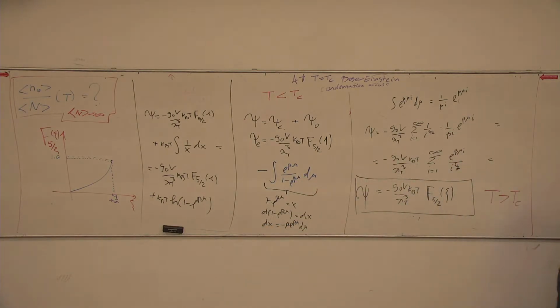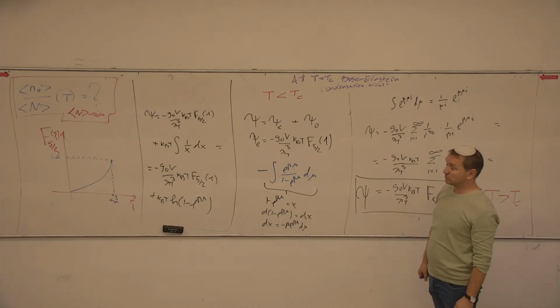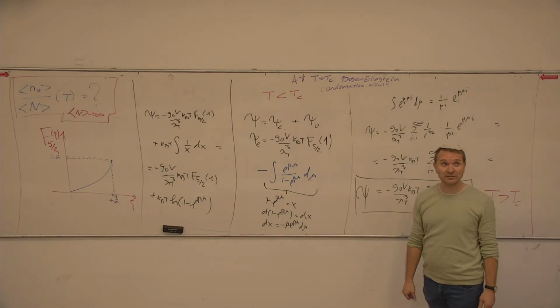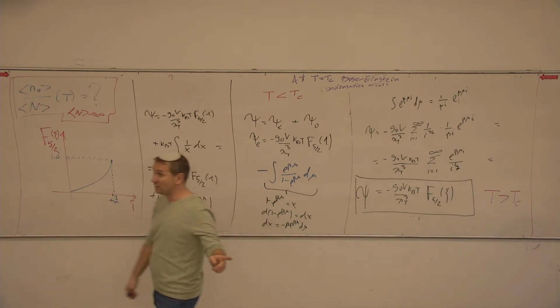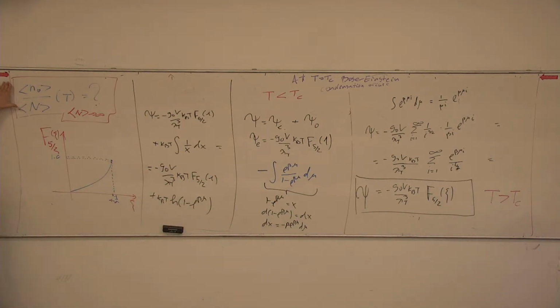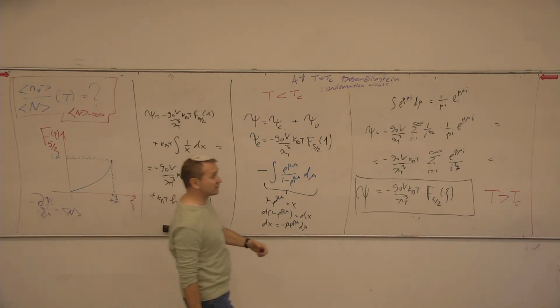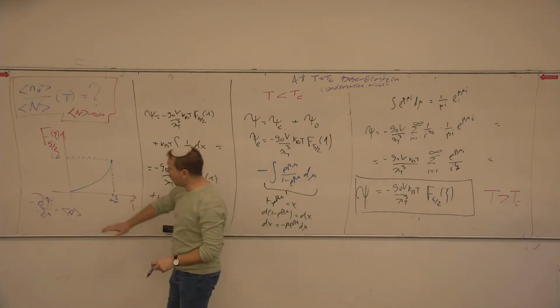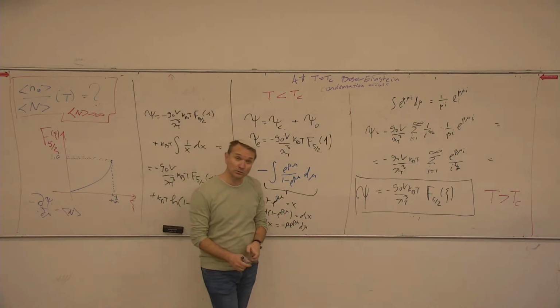Okay, so what happens in this system? Remember, we want to compute the average number of particles, and it's related to your point over here. The only thing that I want to do is to take d psi over d mu, take the minus sign, and I obtain the average number of particles. Above the critical TC, below the critical TC, doesn't matter. This always holds.